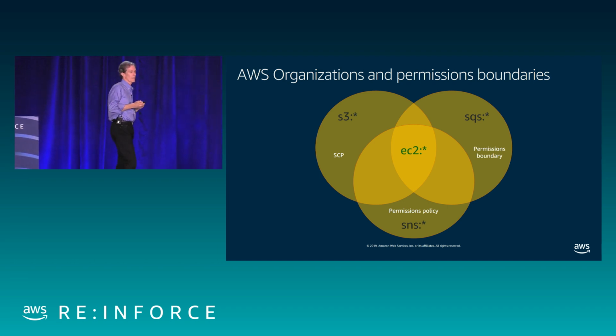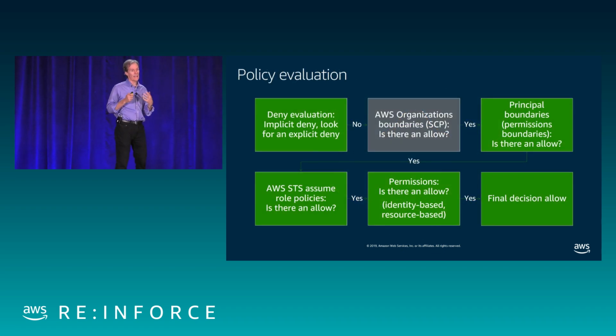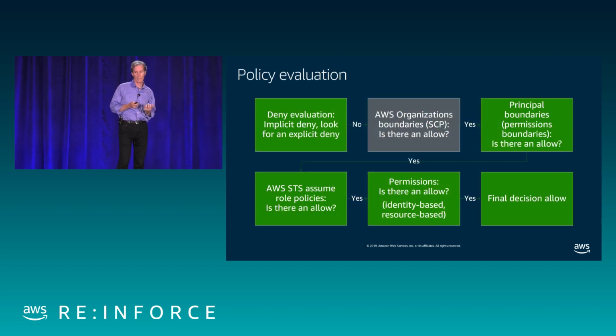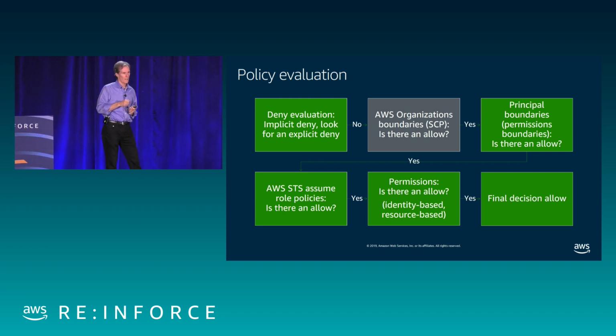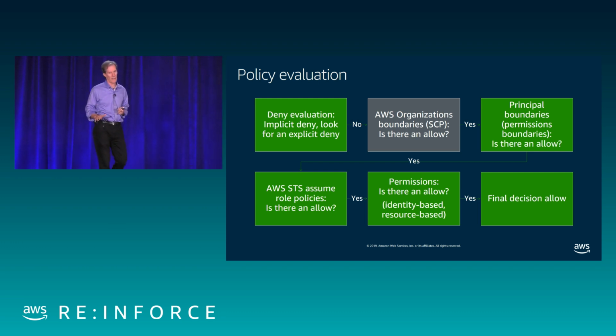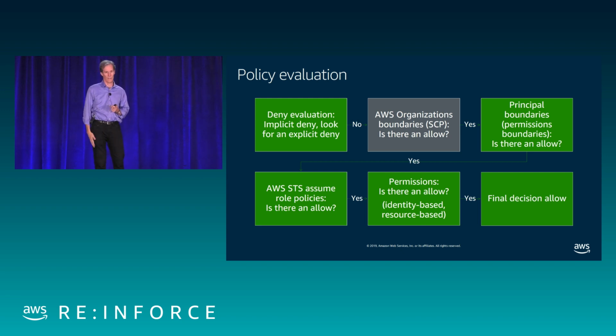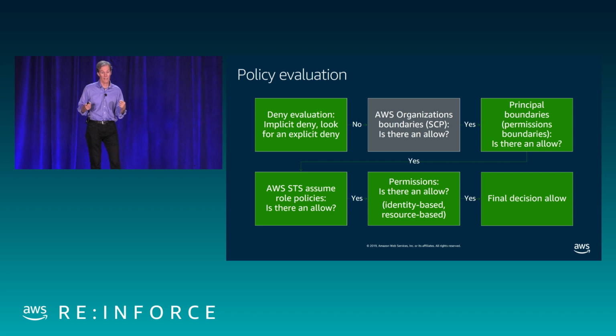Finally, let's take a look at the journey IAM takes to evaluate policies. So the first thing IAM does, starting at the upper left, is to look for any deny evaluations. Are there any deny statements in any policy? If so, you can't do what you're trying to do. That deny always wins. Even if there's a conflicting allow, deny wins.